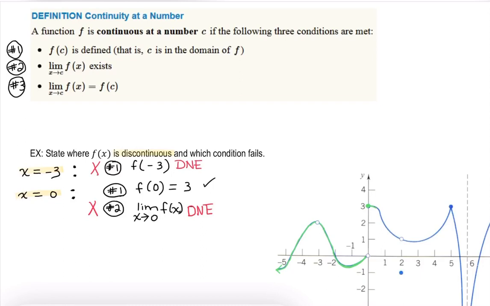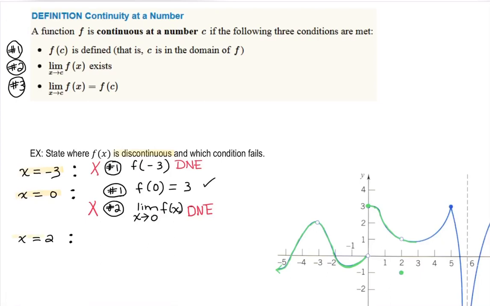Let's keep drawing through our function. Okay, so I'm drawing here, and the next place that I have to stop, lift my pen, draw this point, and come back up, that was at x equals 2. So my next discontinuity here is at x equals 2. All right, so x equals 2, another discontinuity.